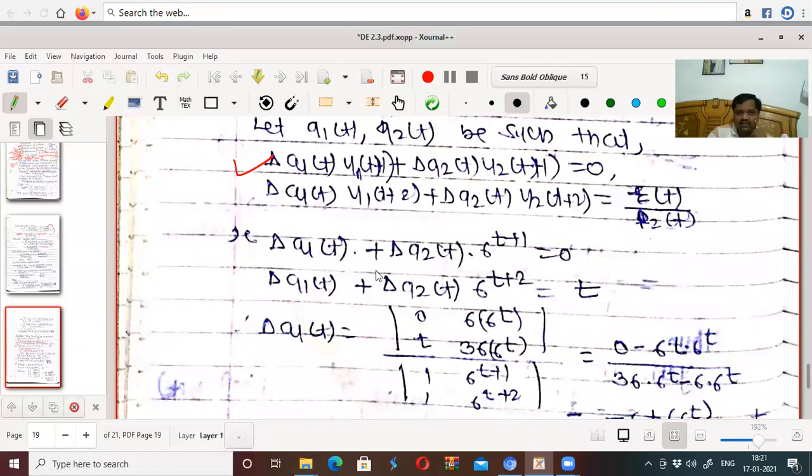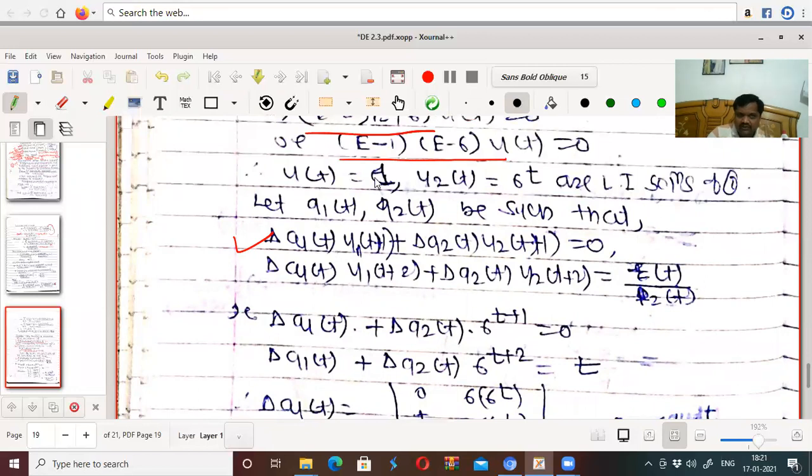So delta a1t into what is u1t? u1t is 1. What is u1t plus 1? It is again 1, so no need to write. Plus delta a2t.